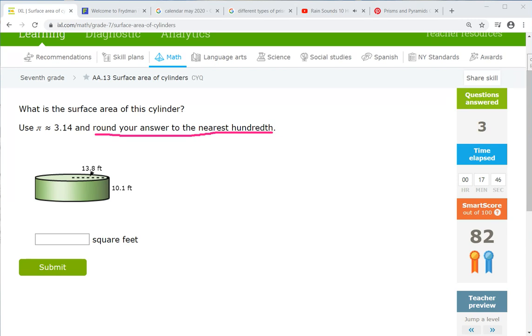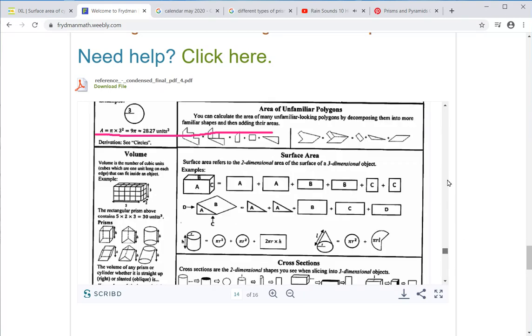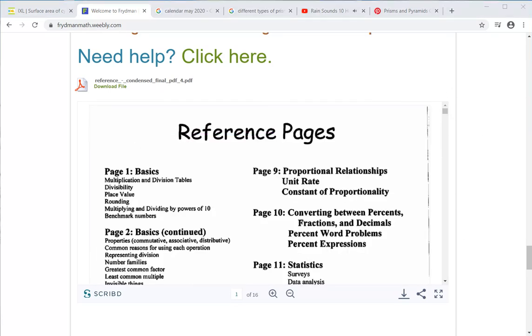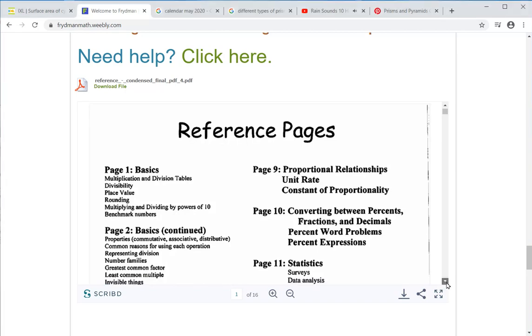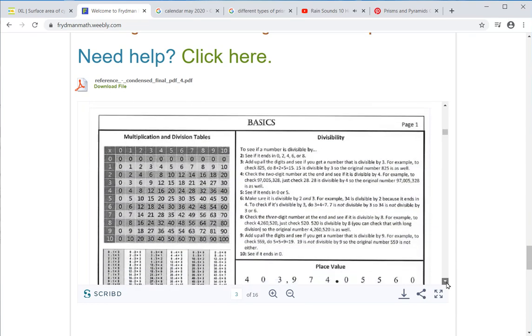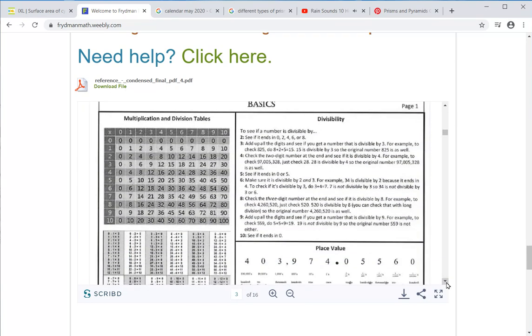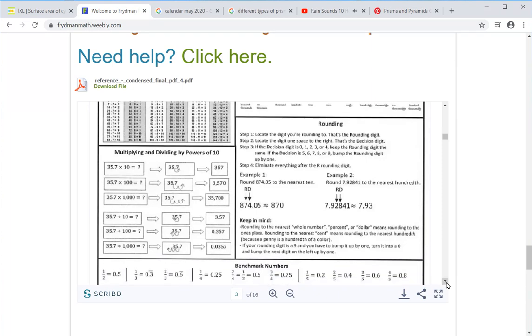So let's just quickly talk about rounding. Go to the reference pages here. Where's rounding? Here it is. On page 1, rounding. It's taking an ironically long time to get to page 1. Okay. Alright, so just remember, if we are rounding... Oh, perfect. I have an example of rounding to the nearest hundredth.